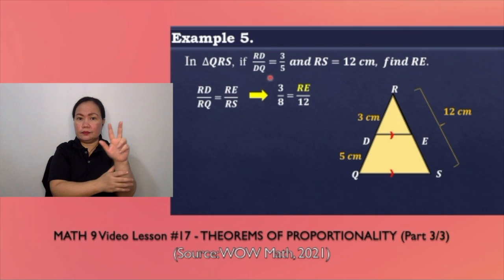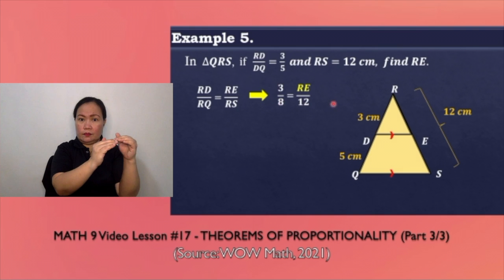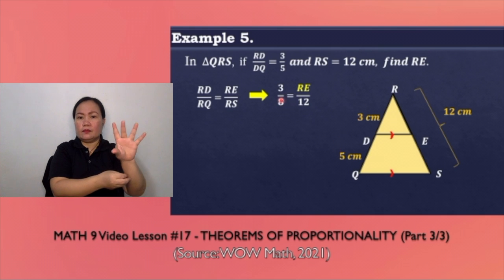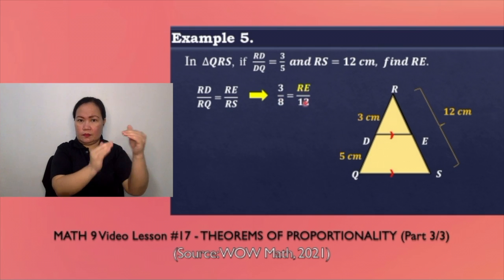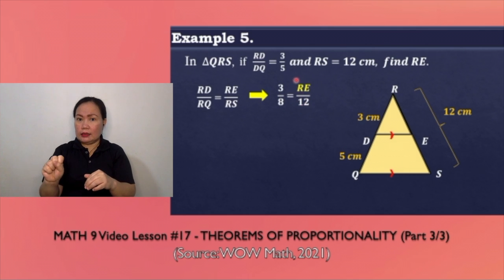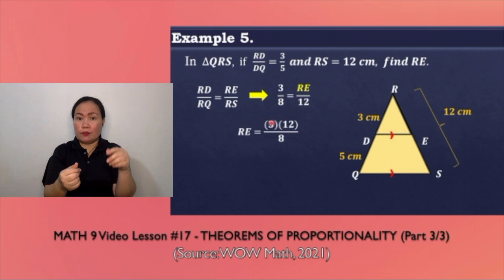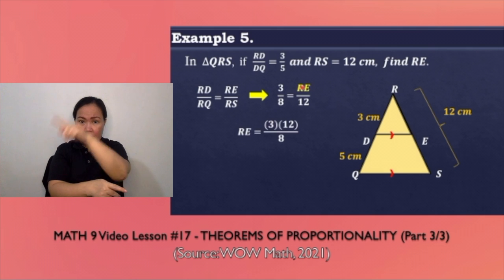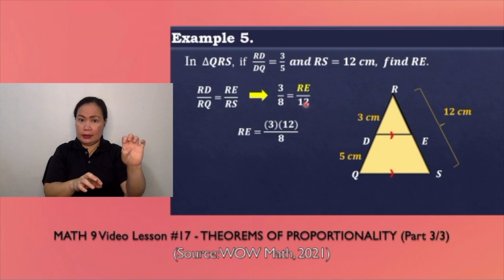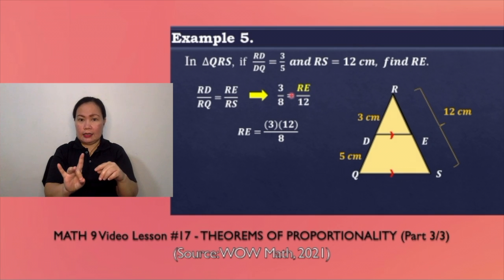So, your RD is 3. Your RQ is 8. Paano ko ito nakuha? 3 plus 5, that is 8. And then your RE, and then your RS is 12. So, isa lang ang unknown natin, yung hinahanap lang natin na RE. Okay? So, you can make use of the shortcut. RE, and then yung cross multiply, 3 times 12 over 8. Kung ano yung kapartner ni RE sa cross multiplication. So, RE is equal to 3 times 12 over 8.